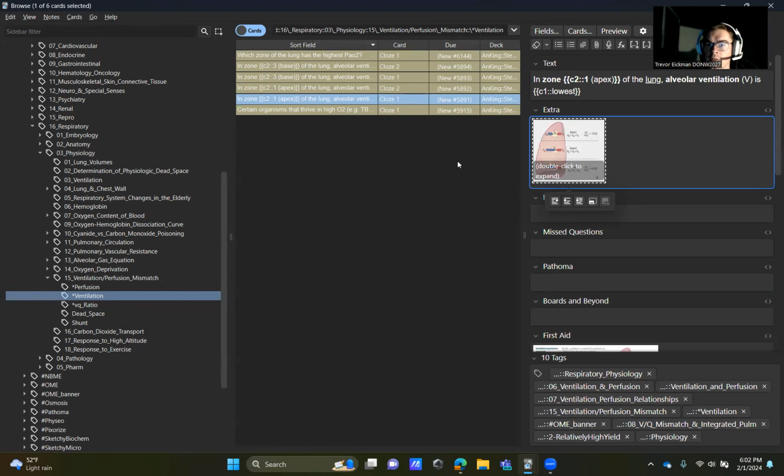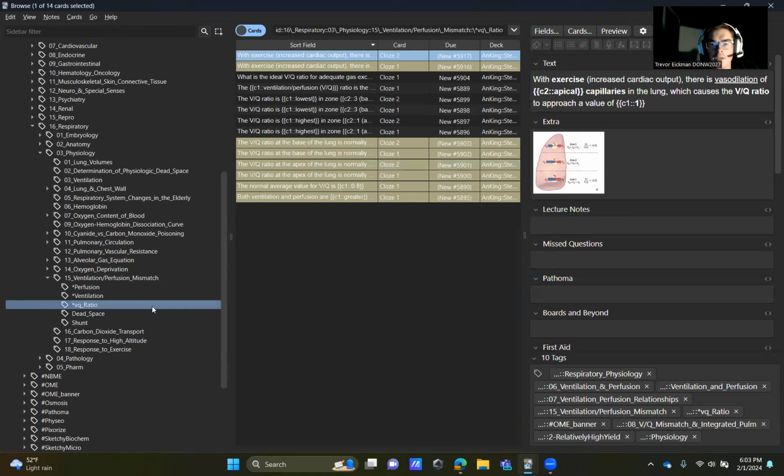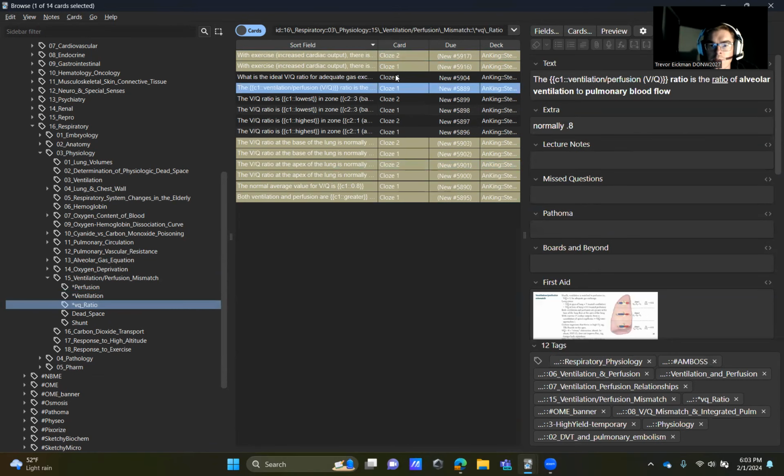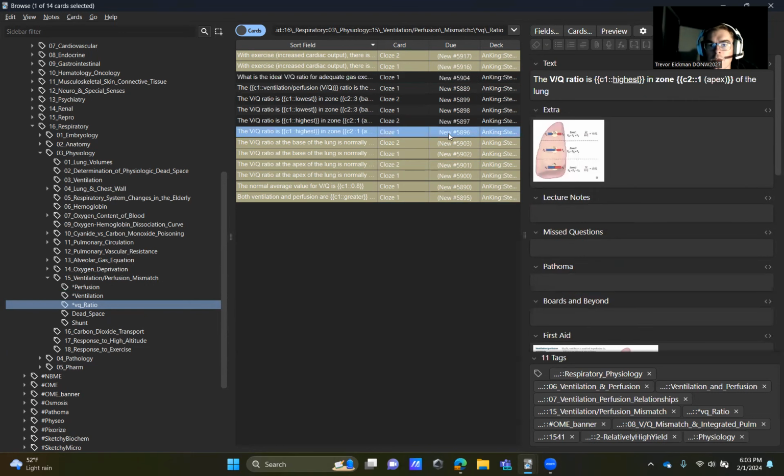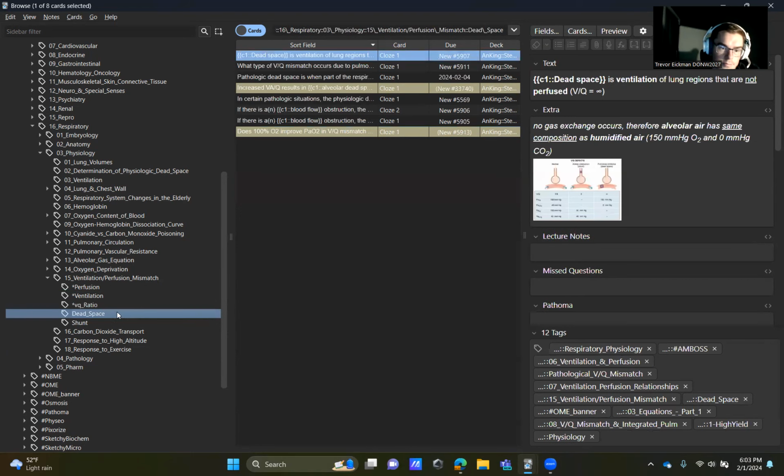I'm just going to go based off the lecture slides. That way I understand the way it was taught and to get the right answer on the test. And then the VQ ratio, skip the first two, and you're going to grab this chunk here, talking about what the ideal VQ ratio is for adequate gas exchange, which is one. And then all the cards in between, ending on this one, that the VQ ratio is highest at the apex, showing that there's poor perfusion but high ventilation. If I understood that right, I could be wrong with that statement.